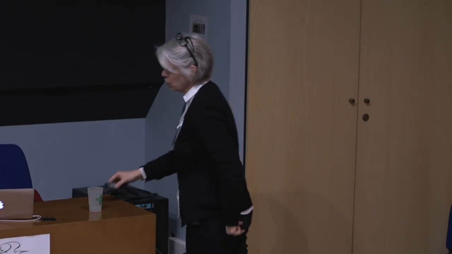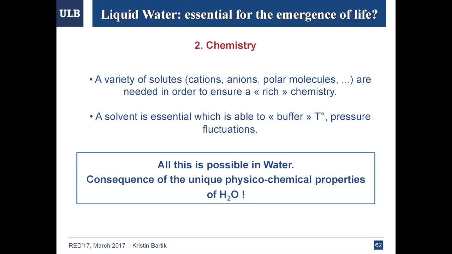The second condition I mentioned is that we need chemistry. If we want to have chemistry, we want different solutes to be present, different types of molecules. If you consider water, you have a variety of solutes: cations, anions, polar molecules, small apolar molecules. A variety of solutes are soluble in water, so you can imagine a very rich chemistry, a very varied type of compounds which can be present.